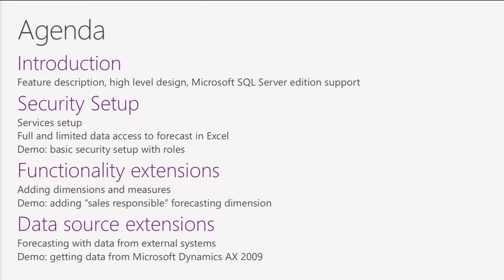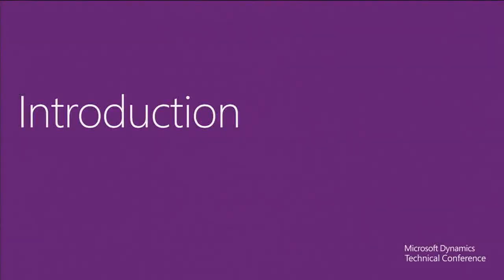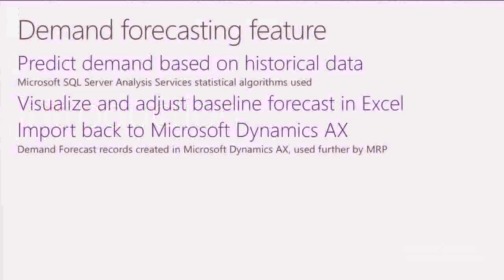So let's start with the short introduction and the overall feature description, so you know what demand forecasting is about. So overall, demand forecasting feature is a functionality that predicts the demand based on the historical data that you have in your system. So basically, there is an engine that analyzes the historical data. It learns how the data looks like, and then it generates the predictions for the future.